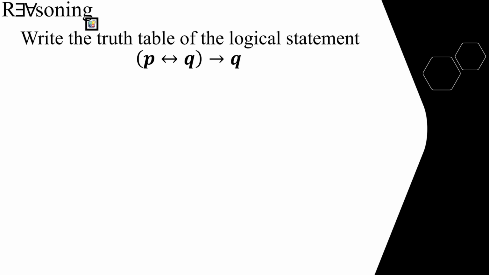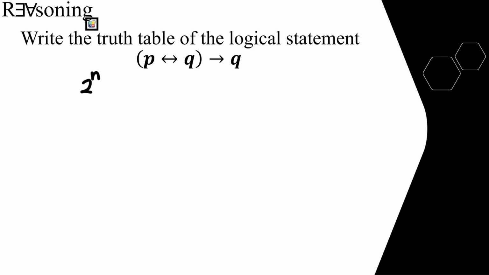Our task is to write the truth table of the logical statement: if P if and only if Q, then Q. Take note that the biconditional is part of a grouping symbol before we allow the conditional statement of that result, then Q. The number of rows for our truth table is still to be determined by this formula, 2 to the power of n.